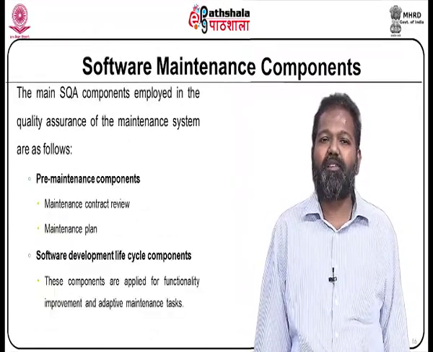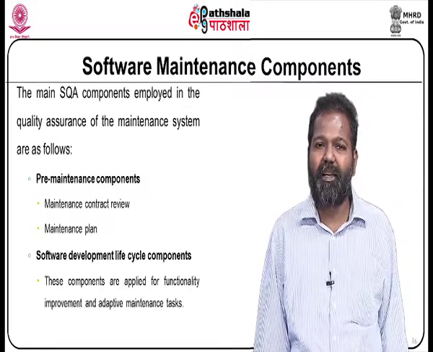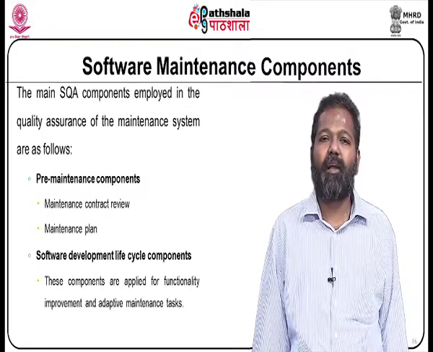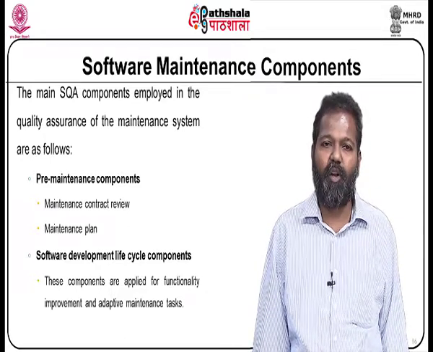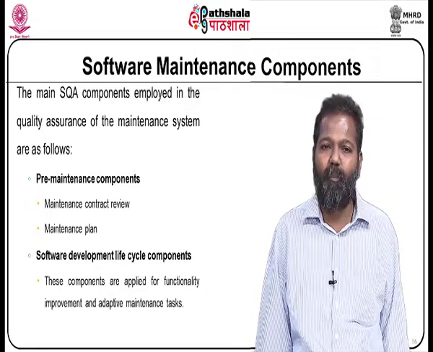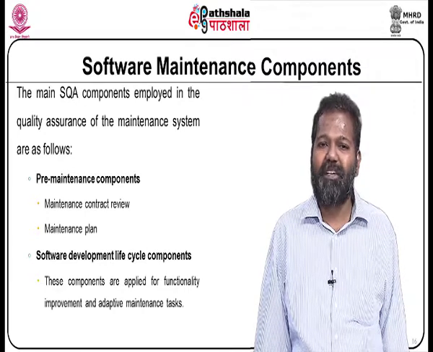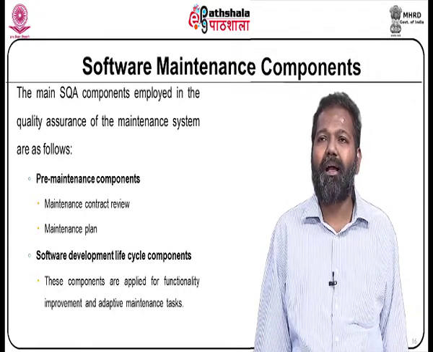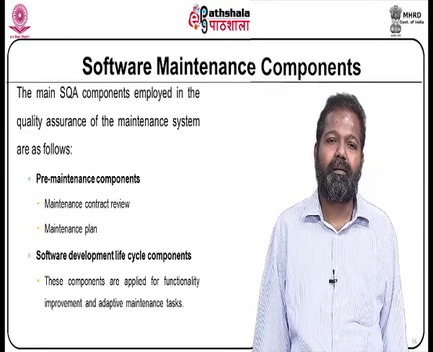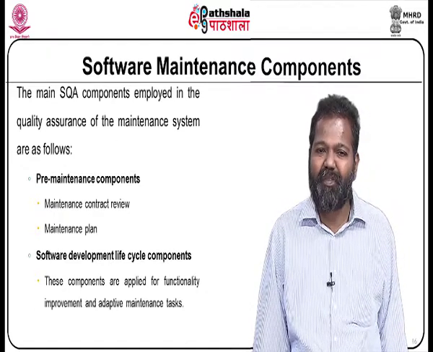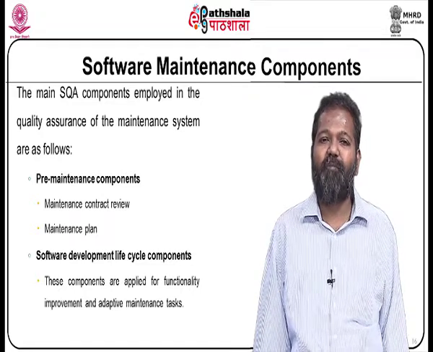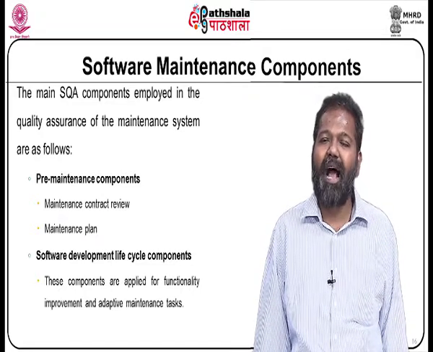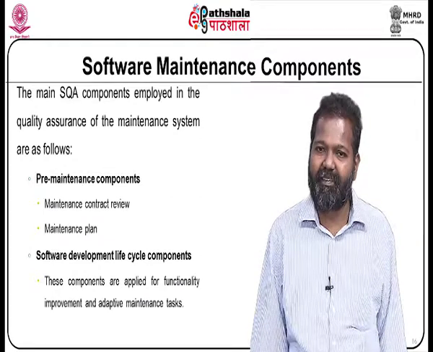The main software quality assurance components employed in the quality assurance of the maintenance system are as follows: pre-maintenance components, maintenance contract review, maintenance plan. Next, software development lifecycle components. These components are applied for functionality improvement and adaptive maintenance tasks.